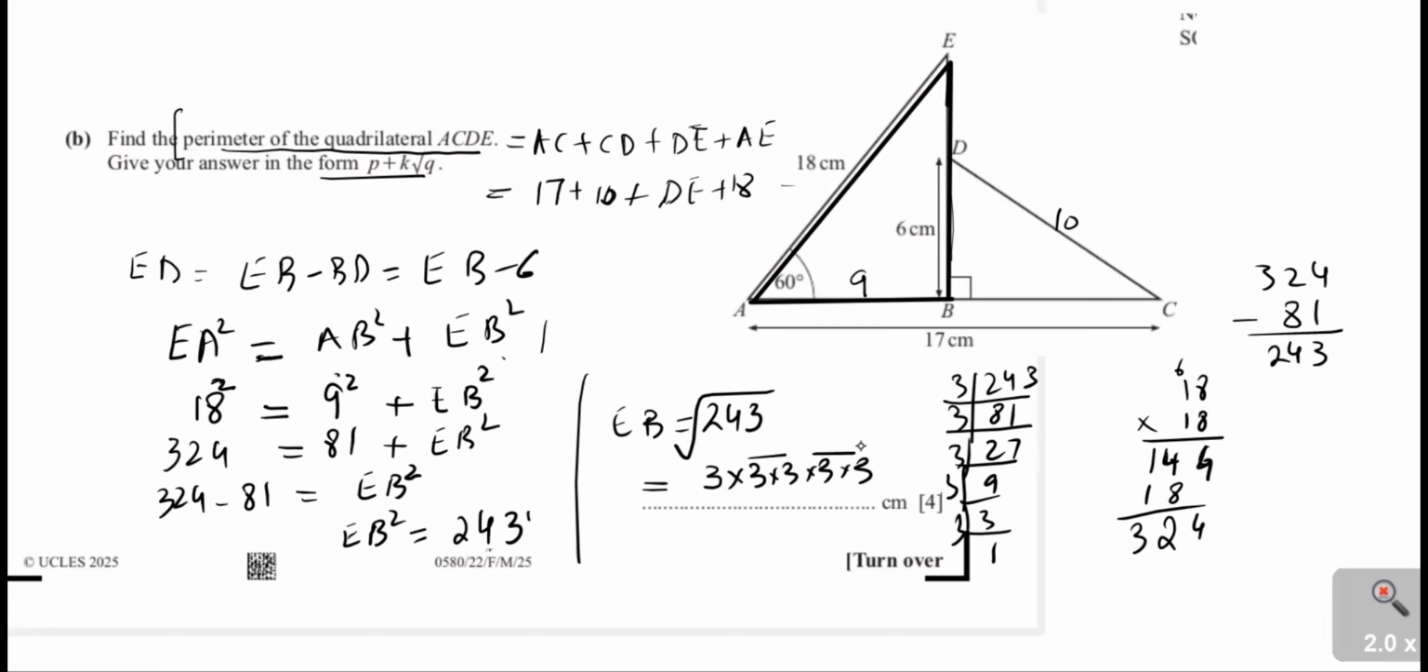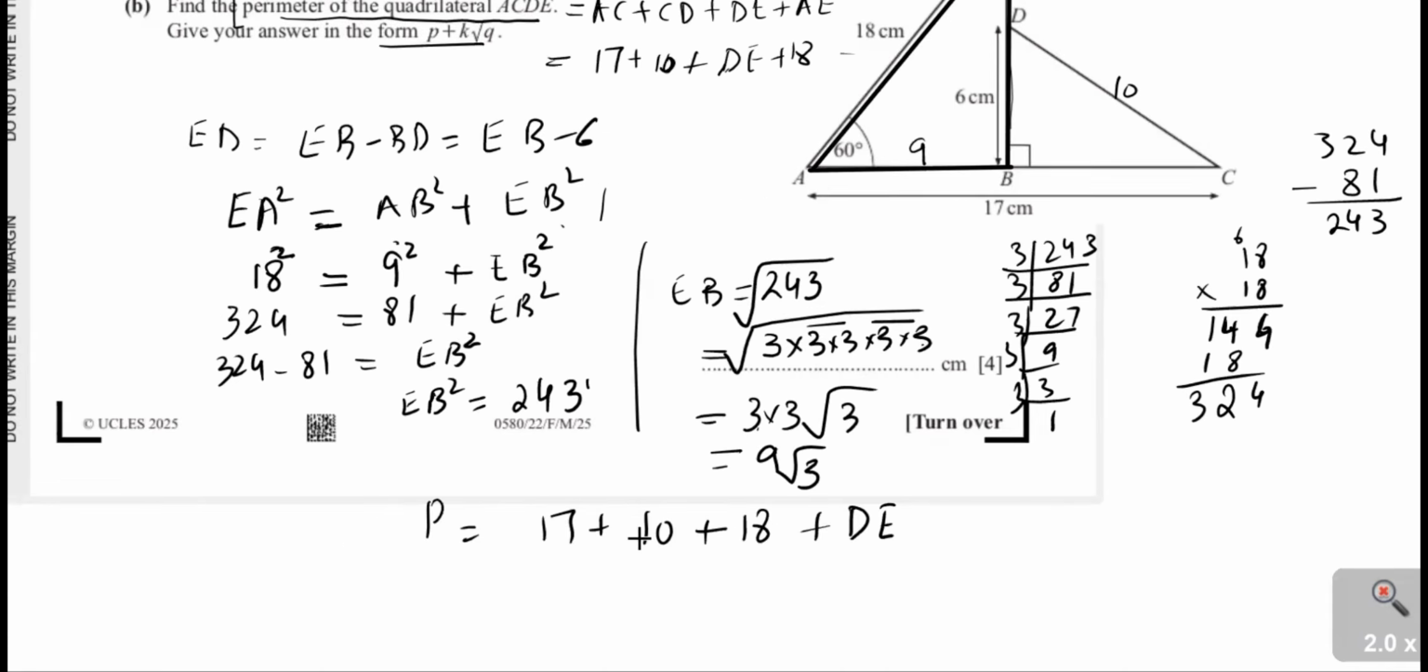Now we take the square root of this value. The square root of 9 is 3. Next, the square root of 9 is 3, and we write under root 3 as it is. This is 9 square root 3.